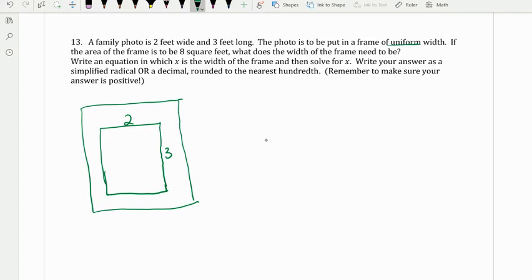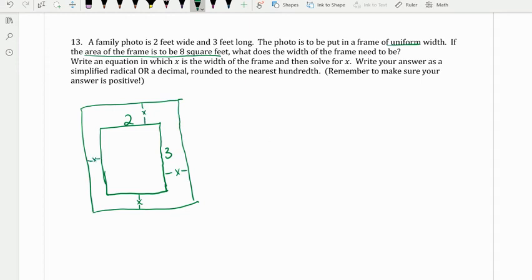So basically we're going to use that the area of the frame is 8 square feet, right? But to get that area, I don't know the dimensions of these sides. So that's where we talked about, well, I know the width of this frame is what we're trying to find out. So we're going to call that x on all 4 sides.